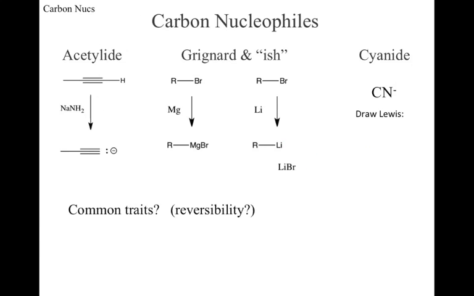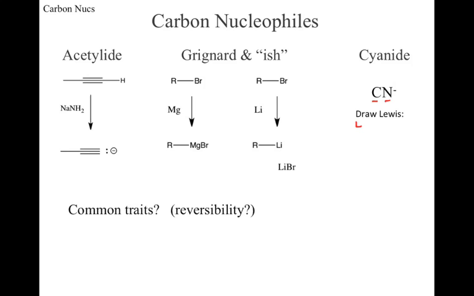Within our carbon nucleophiles, there are three common ones that we've already seen. You've seen the acetylide, you've seen the Grignard, and what I'm going to call the Grignard-ish, and then we've also seen the cyanide. A lot of people seem to be forgetting what's going on with the cyanide, so let's draw out a Lewis structure for that.